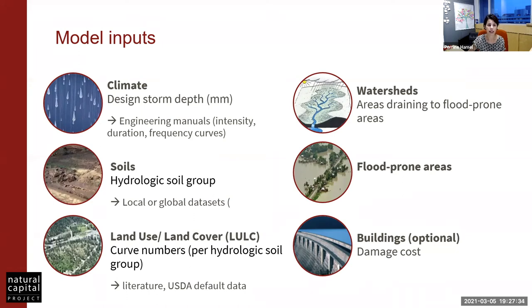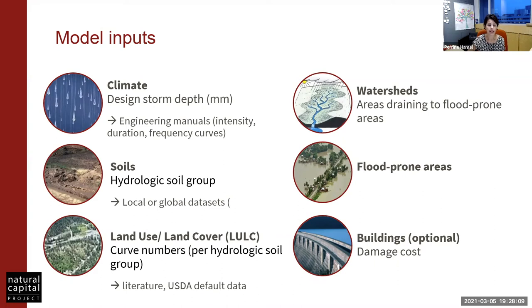And these can be obtained from engineering manuals and what we typically call intensity, duration, frequency curves, essentially looking at these frequencies. So if we select a 10-year flood, then we look for a typical duration that one might select as the time of concentration. So how much time it takes for a drop of rain to reach the outlet of a watershed, and this could be taken as the duration.